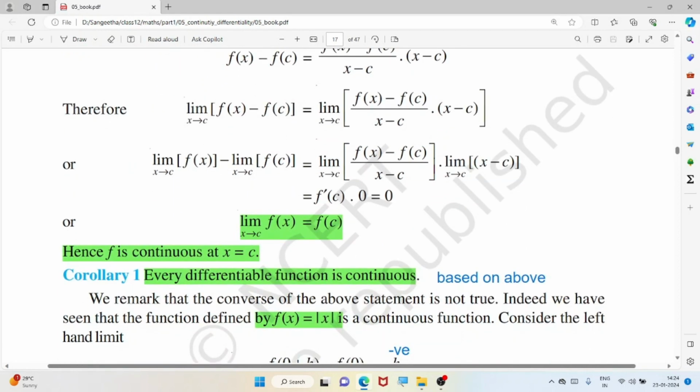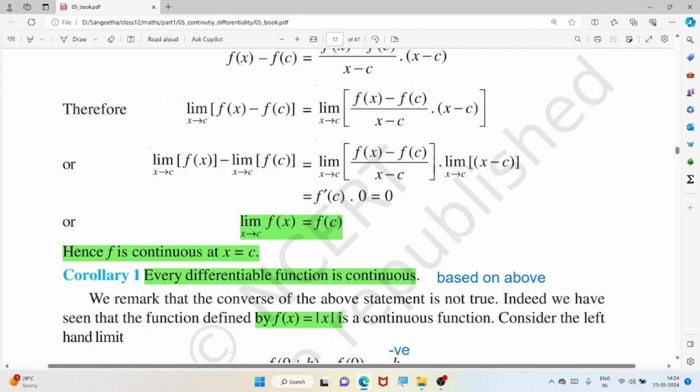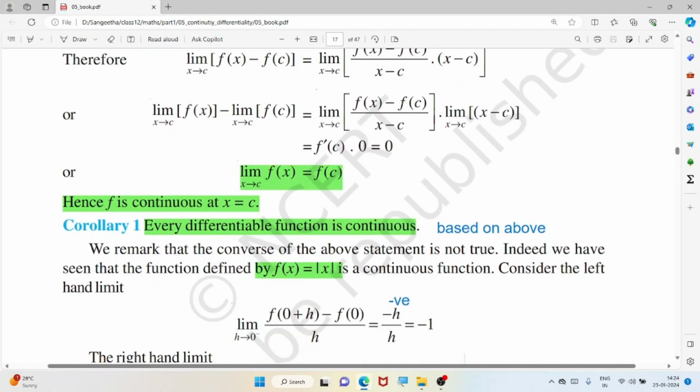So this corollary means the other way. Here it is differentiable, that means it is continuous at that point. So every differentiable function is continuous, based on the above statement. That is why it's a corollary.